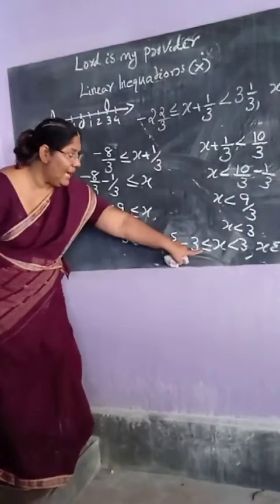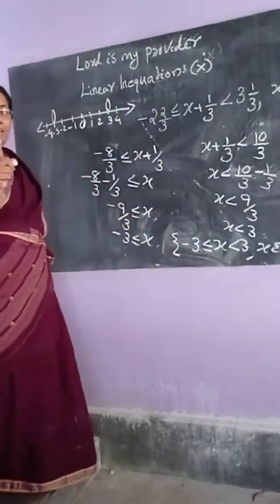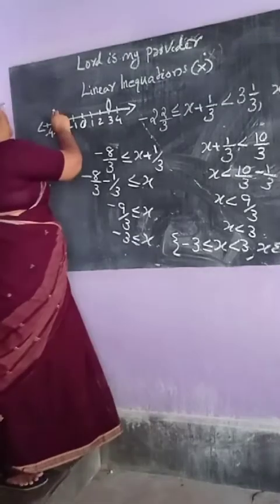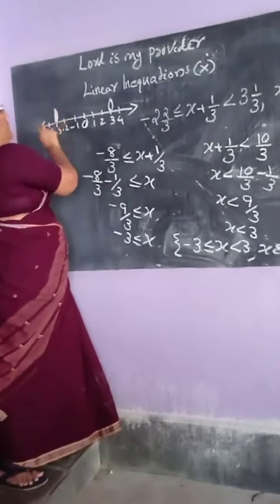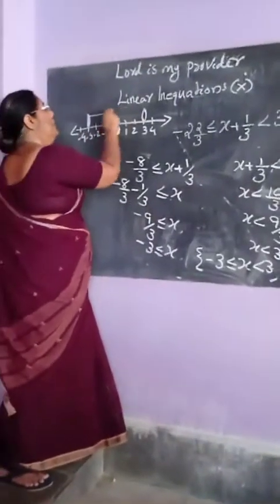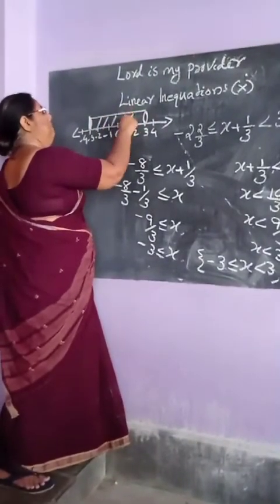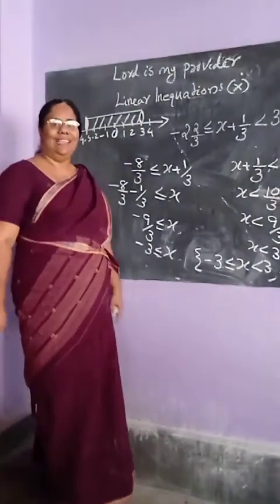Minus 3 less than or equal to means solid circle. Solid circle means you shade that circle. This is only less than. Joining. This is the answer. x in R.